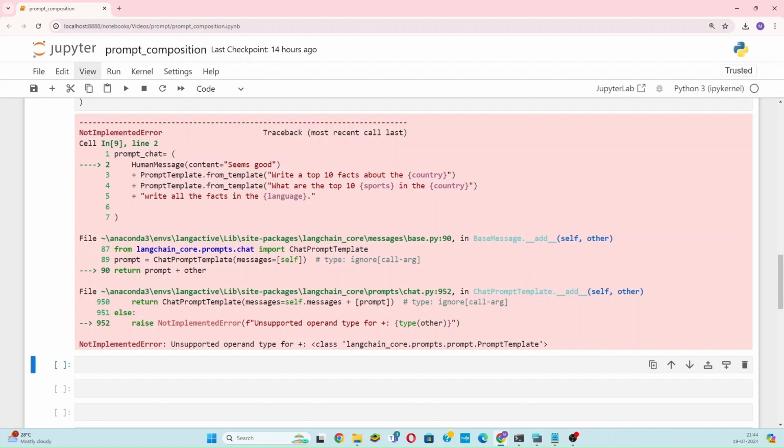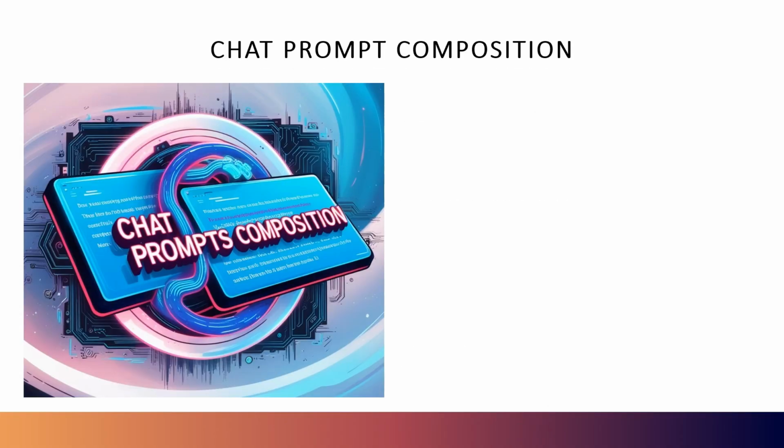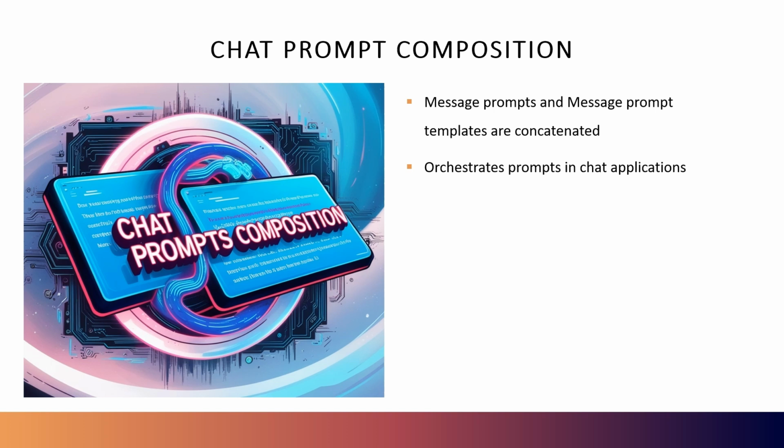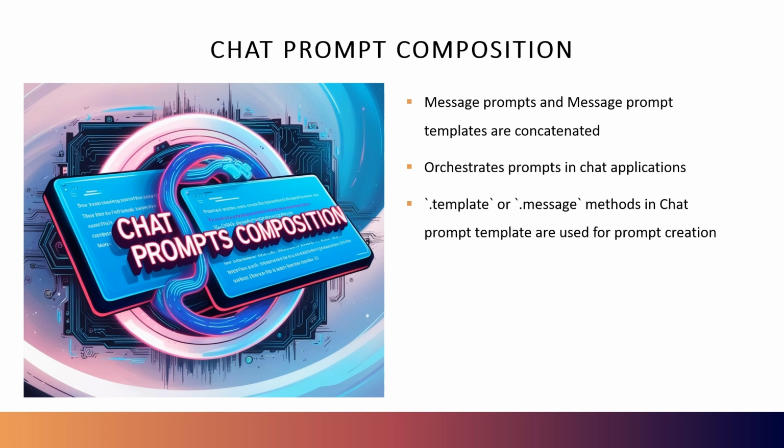Let's move on to the next composition method, which is chat prompt composition in detail. Chat prompt composition deals with concatenation of message prompts and message prompt templates. It helps in orchestrating prompts in chat applications. Wait, we already know that one of the features in LangChain performs a similar function, which is none other than the chat prompt template. Now we start to think, why do we have 2 features doing the same functionalities? Let us see the difference.